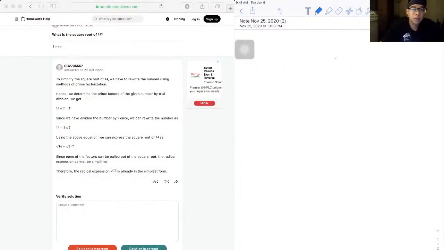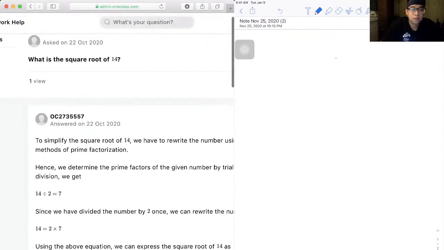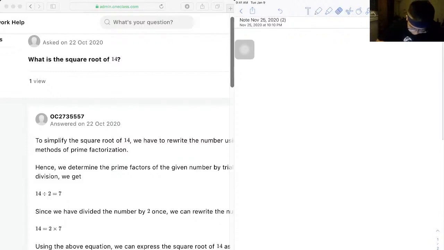Alright, so the first question. Let me just zoom in a bit. Okay, good. It's asking us, what is the square root of 14? Okay, so let's write it down here. What is the square root of 14?